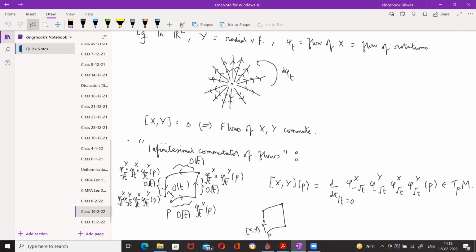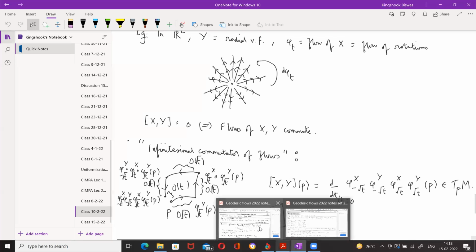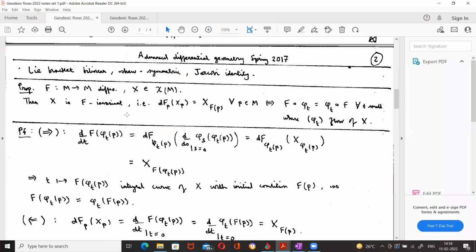So that's what we see in general in this proposition, that the vector field X is f-invariant if and only if the flow of X commutes with the diffeomorphism f. Okay, so let's prove this. First, the forward implication. Suppose that X is f-invariant, then we want to show that f commutes with the flow.